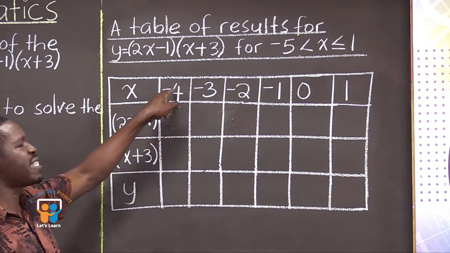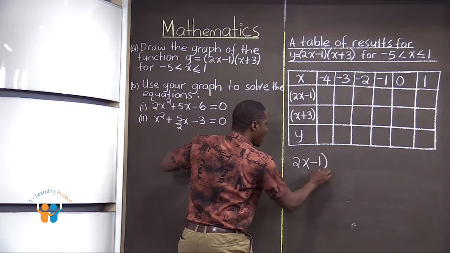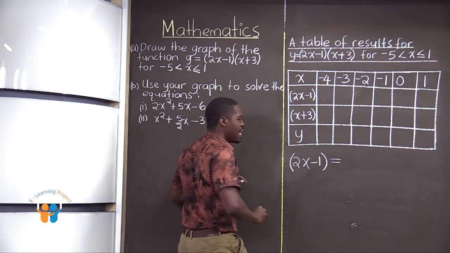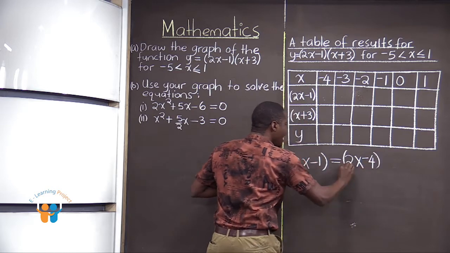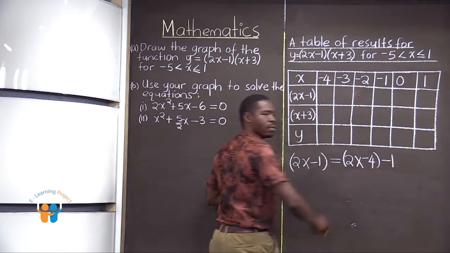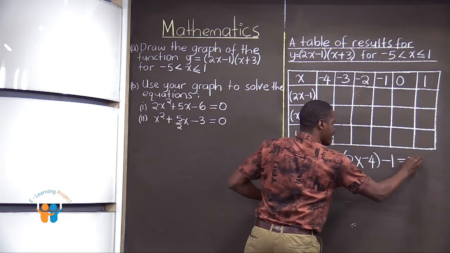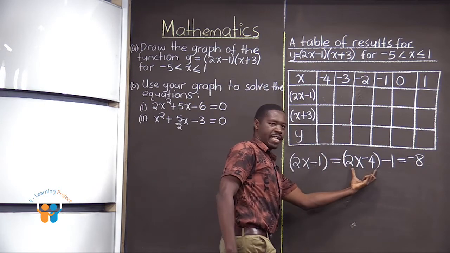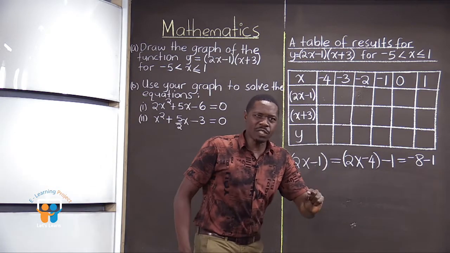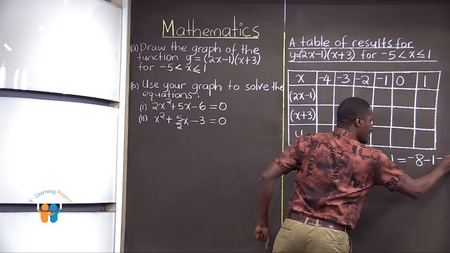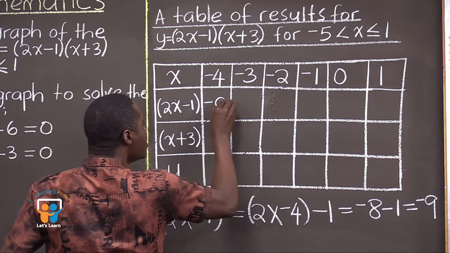But our first value of x is a negative 4. So we are going to get our 2x minus 1, which is the same thing as saying 2 times a negative 4. Then after we subtract a what? A 1. But 2 times negative 4 gives us a negative 8. Negative 8 here. Then subtract a 1. But negative 8 minus 1 gives us a negative 9. I hope we are together, viewers. So here we have a negative 9.